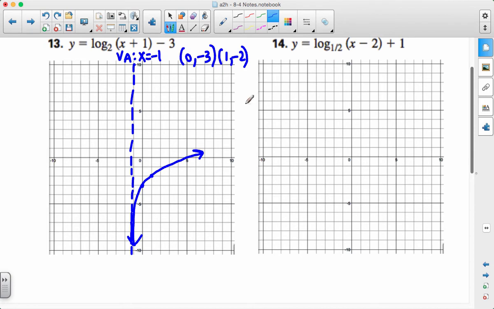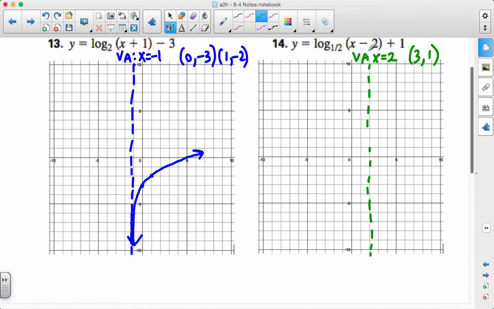All right. So now let's do this one. My vertical asymptote is at x equals 2. It's in parentheses. There's that sucker. My first point, I want this to be a 1, so I'll plug in a 3. 3 minus 2 is 1. Log any base of 1 is 0, plus 1 is 1.